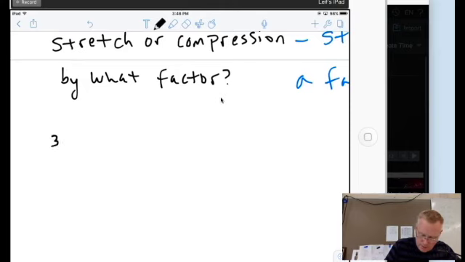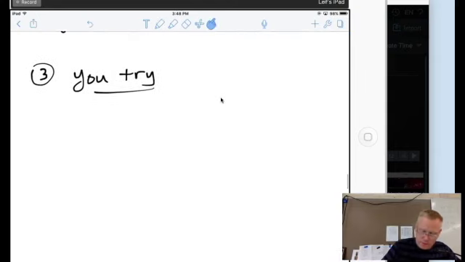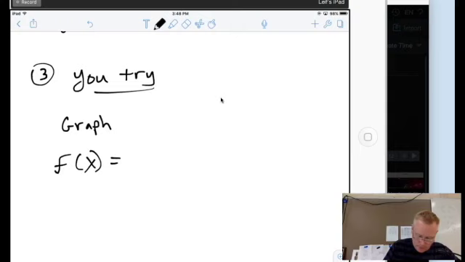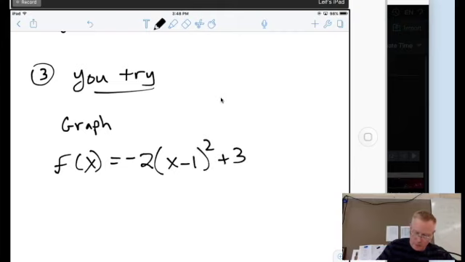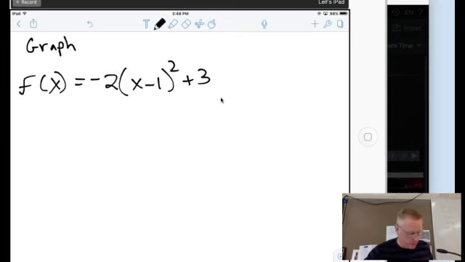I think it's time for a you try. You can try this one and bring it to me in class. Number 3, I want you to graph this: f of x equals -2. The -2 is going to make it a reflection. Anyway, we'll get back to that. Minus 1 squared plus 3. You can put it on a piece of graph paper, or if you have a graphing calculator, you can copy that onto your graphing calculator.